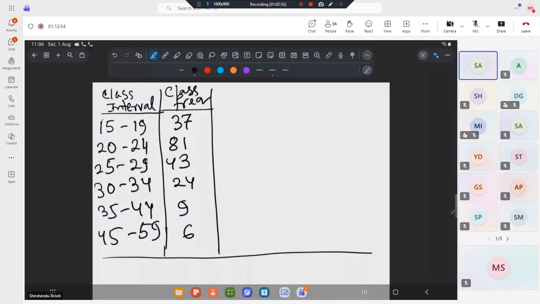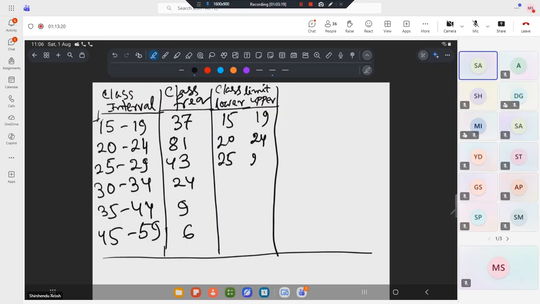Now, for the class interval, the lower numbers you can see here are called the class limits. Class limits are of two types: one is called the lower class limit and the other the upper class limit. The lower class limits are 15, 20, 25, 30, 35, 45, and the upper class limits are 19, 24, 29, 34, 44, and 59.